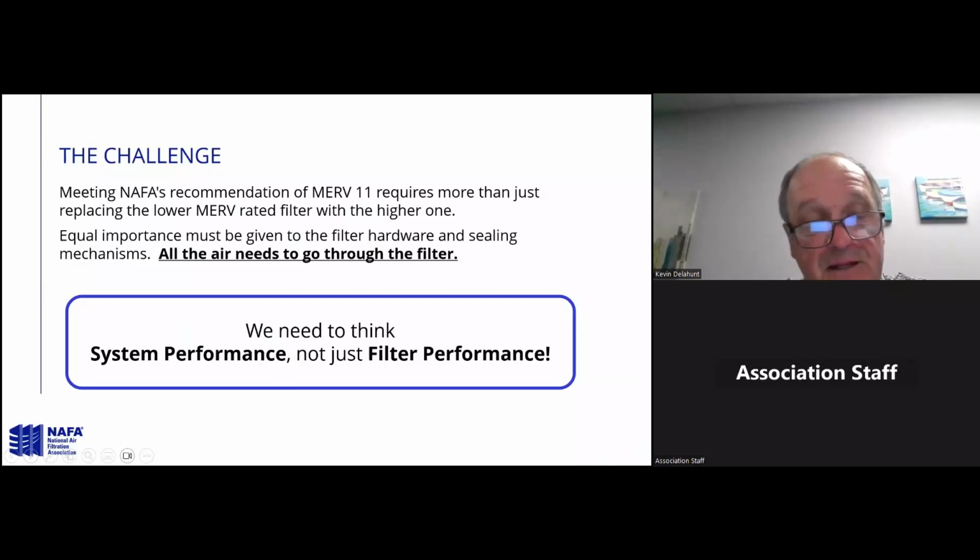The challenge that we face all the time in the filtration industry is that it's not just removing the MERV 6 filter and sliding a MERV 11 filter into the existing hardware. As you increase in efficiency, the hardware that the filter sits in, and the whole sealing mechanism, becomes more and more important. So it's not just the filter, it's also the hardware, and we have to think of system performance being the two, not just the filter performance.